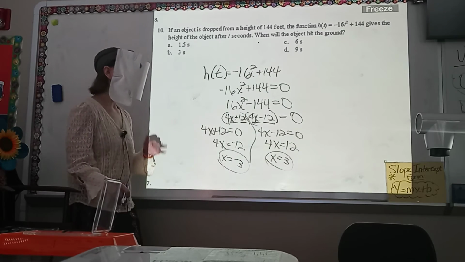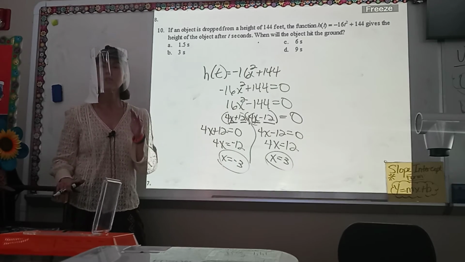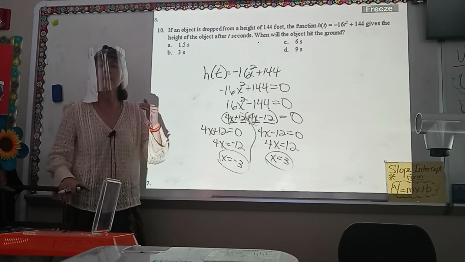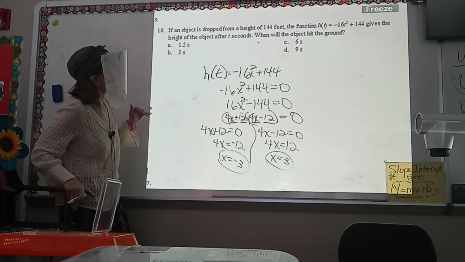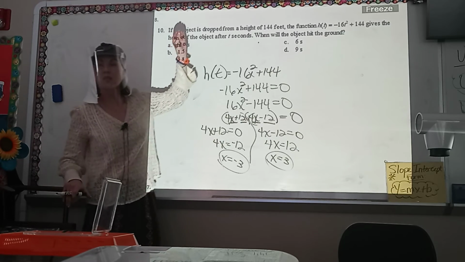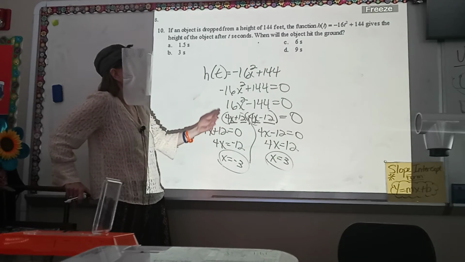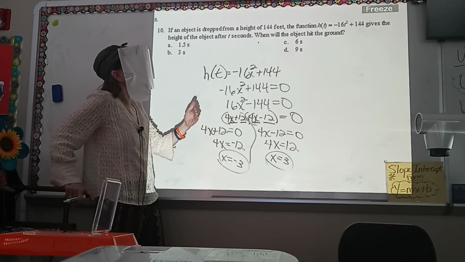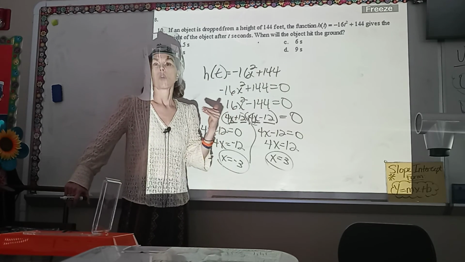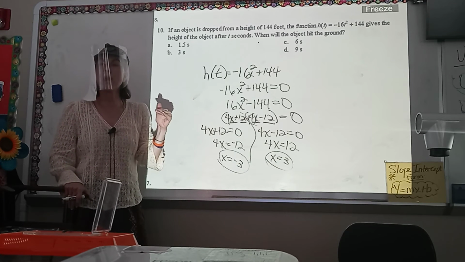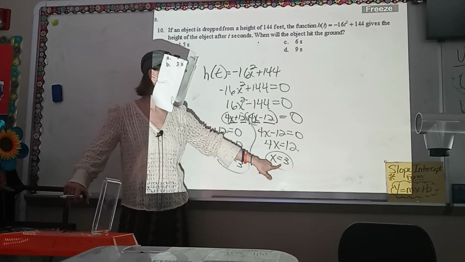Well, here's what I need you to know. When you are answering these questions, you have to ask yourself, what makes sense? It's asking when the object is dropped from a height of 144 feet, how much time, when will the object hit the ground? In how many seconds will it take the object to hit the ground? Well, look at the two answers we got. We got a negative 3 and a positive 3.